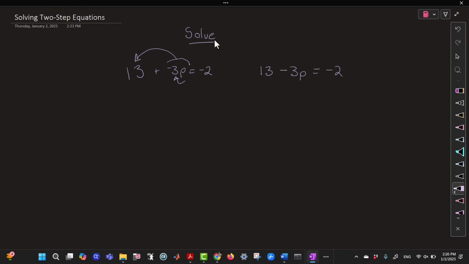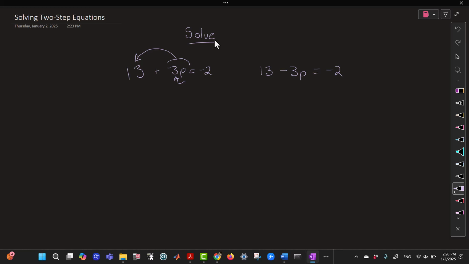And then to solve this, we're going to work backwards. We're going to work from the outside thing to the inside thing. So we don't want to divide by negative 3 first, because that is what's immediately being done to the variable. The next thing that's being done to the variable is it's being added to 13, and so that's what we have to do first. So the first thing we have to do is to get rid of that 13.